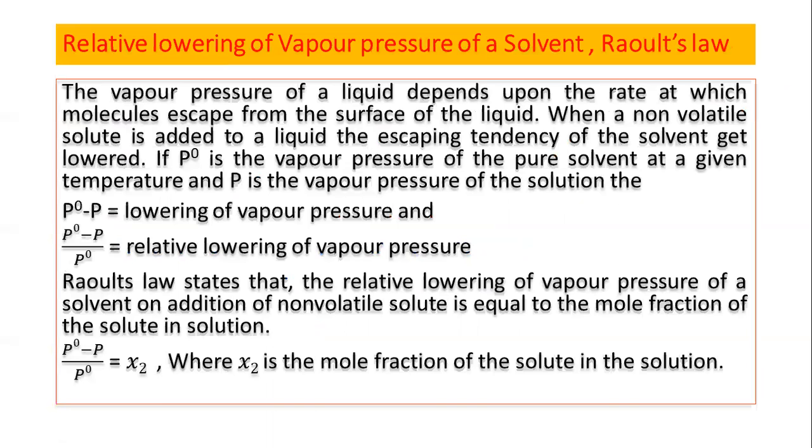Now let us discuss the relative lowering of vapor pressure of a solvent and Raoult's law. Now we know what vapor pressure is. Vapor pressure is the pressure exerted by vapors on the surface of the liquid. And vapor pressure is a colligative property, because it depends upon the relative amount of solute and solvent molecules. So let us discuss now the relative lowering of vapor pressure of a solvent.